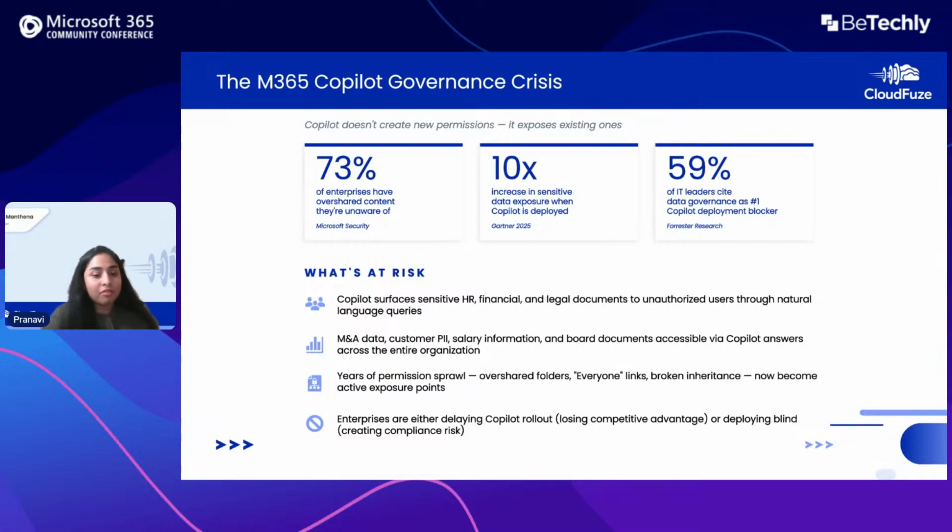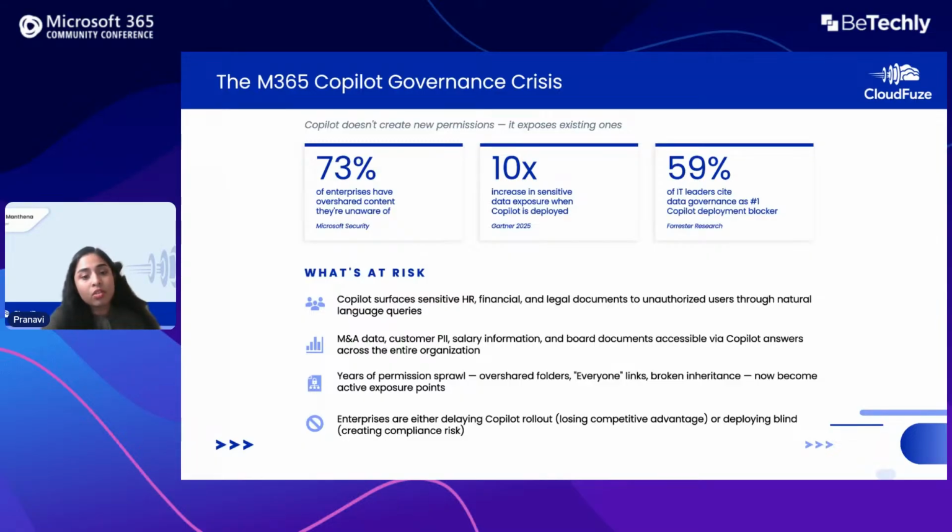Right? Think about that for a second. Nearly 3 out of 4 organizations have files, folders, SharePoint sites that are accessible to people who should never have access to them, right? And when you layer Copilot on top of that, Gartner's research shows that it's a 10x increase in sensitive data exposure once Copilot is deployed.